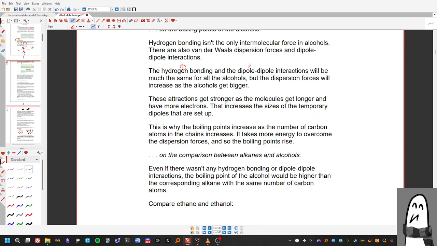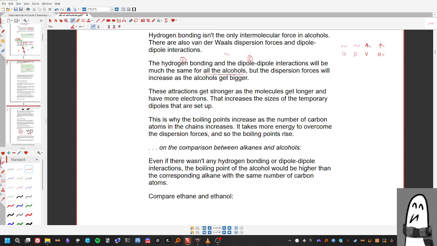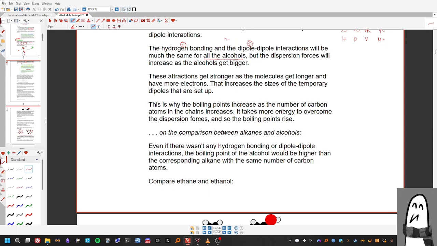So this and this will usually stay the same for all alcohols, but as the alcohol gets bigger, the dispersion forces also get bigger. So if you had your hydrogen bonding, your dipole, and your van der Waals, and your size, or your MR, as MR increases, this also increases, but these will usually just stay around the same. And these attractions get stronger as the molecules get longer and have more electrons. That increases the size of the temporary dipoles.